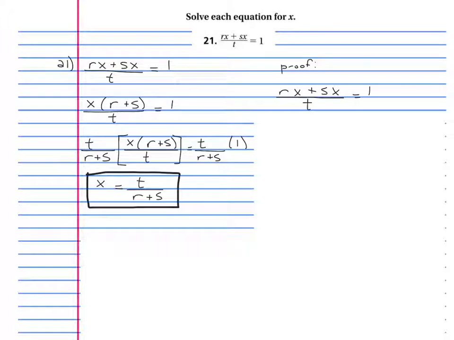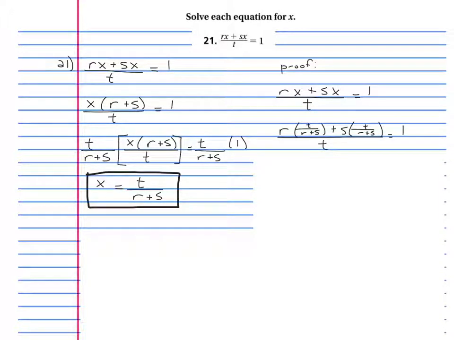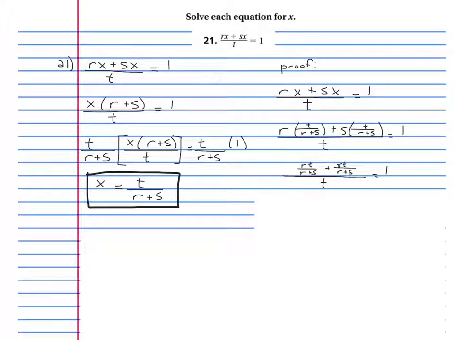To do the proof, we take the original equation. In it, we replace x with what we found x to be equal to, t over (r plus s). And now we need to multiply this. This is what's going to happen here. r is going to multiply with this, and any whole number or thing that's not a fraction multiplies the numerator. So r times t over (r plus s), plus s times t over (r plus s), right? That's all over t equals 1.